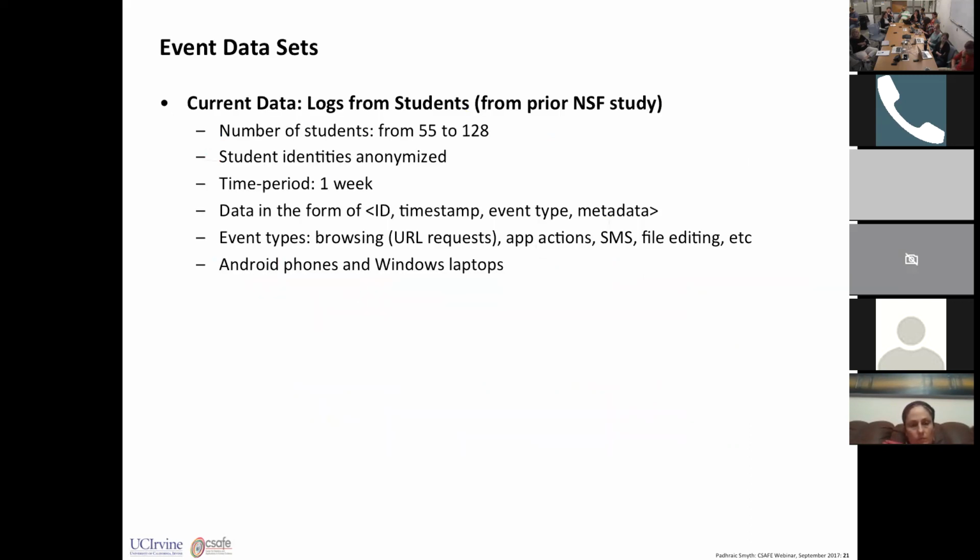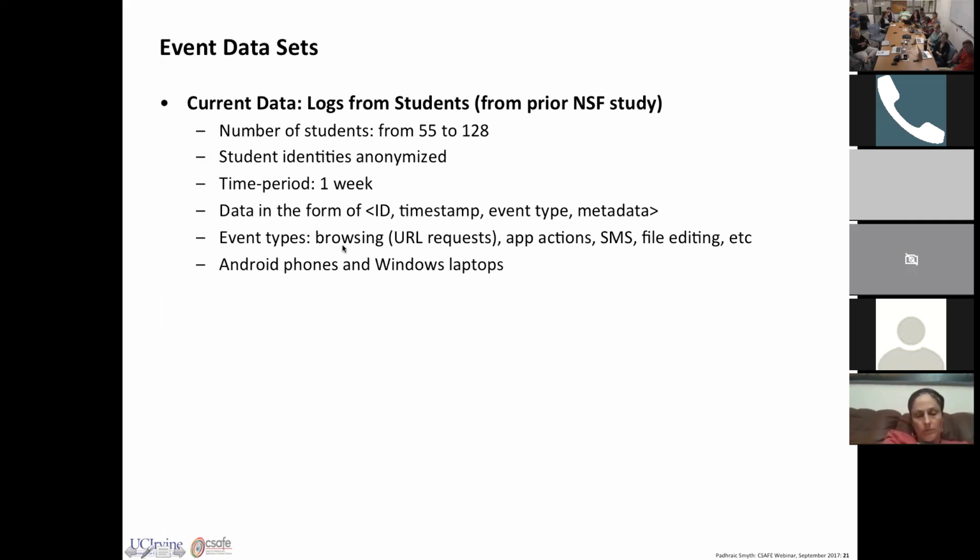So what is this data that I just described? It's data from a colleague here at UC Irvine from a National Science Foundation funded study where there's, let's say, on the order of 100 students with anonymized identities. We have one week's worth of data, which you just saw for some of the students. And it's in this form that we want, which is basically the ID of the student, the timestamp, the event type, the metadata. There's actually a few different types of actions in here. There's URL requests, there's opening apps, there's sending text messages. We're just going to focus on the URL page requests and browsing.